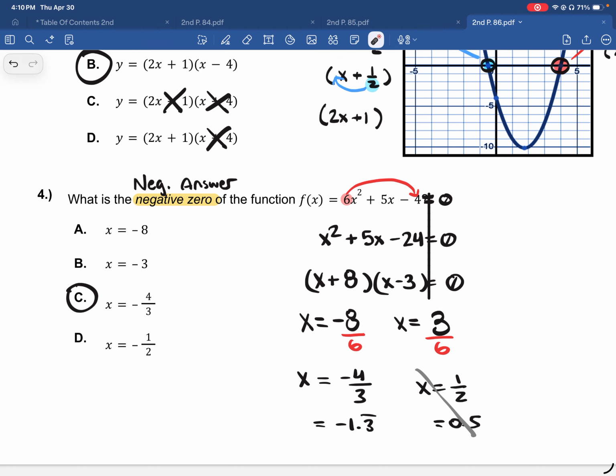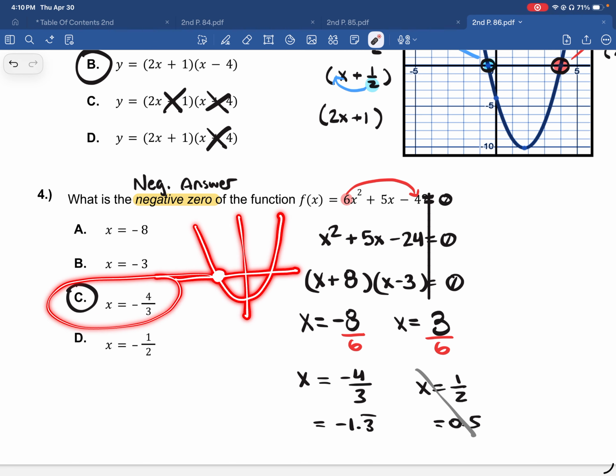If you were working with Desmos, you could just type this guy in. You'll get a graph that looks something like this. Wherever it crosses on the negative side of the x-axis is your answer.